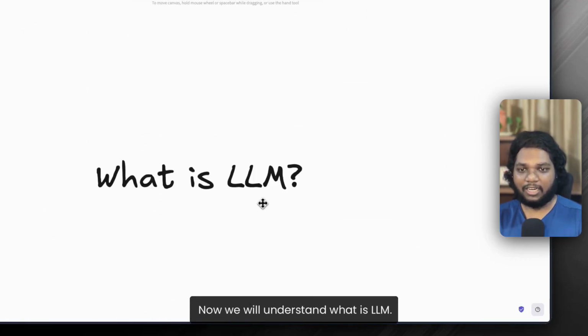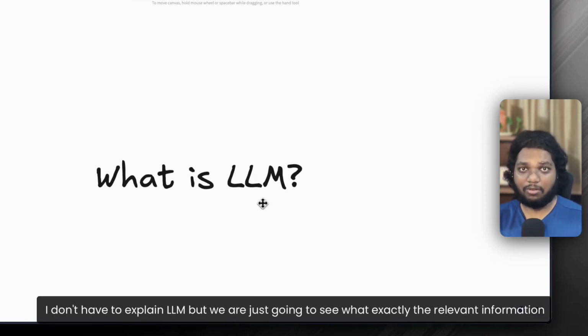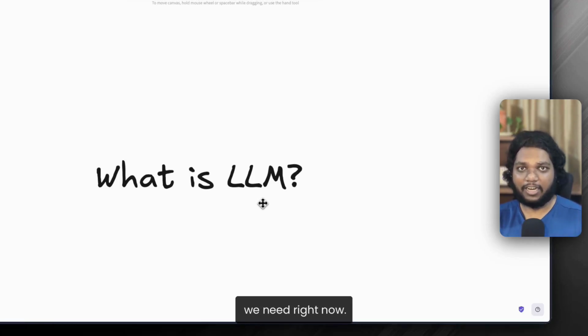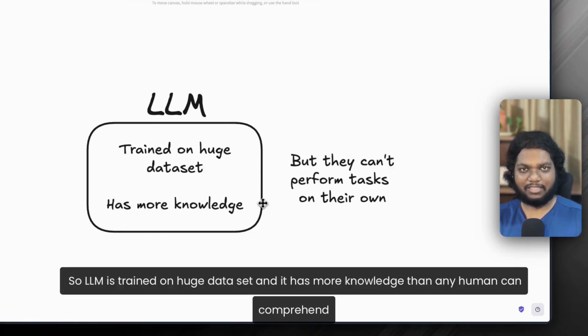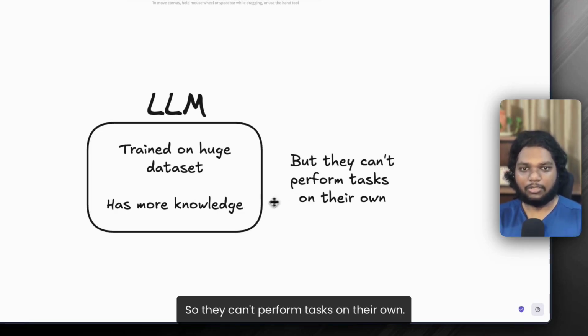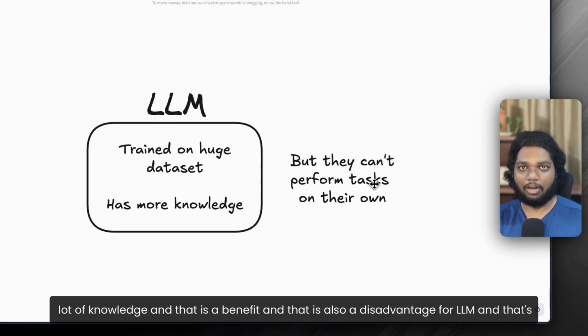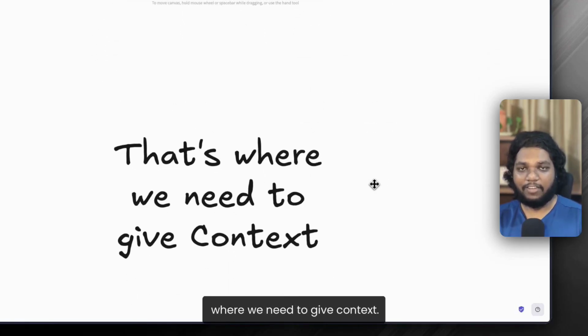Now we will understand what is an LLM. You all know LLM, I don't have to explain it, but we are just going to see the relevant information right now. So an LLM is trained on a huge data set and it has more knowledge than any human can comprehend or store in one place. So they can't perform tasks on their own. They need some directions, some instructions to perform. But yes, they have a lot of knowledge, and that is a benefit and also a disadvantage for LLMs. And that's where we need to give context.